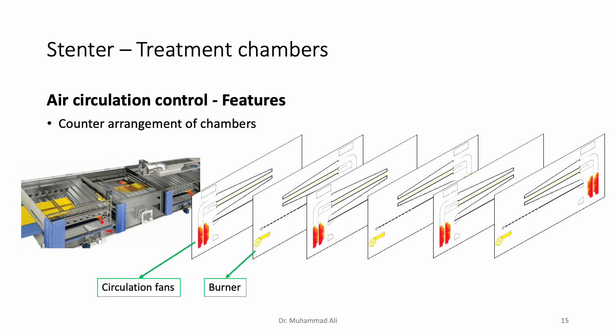This further ensures that if there is any variation in air circulation, despite all the measures that we have discussed before in the previous slides, still if there is any slightest variation in air circulation, then it is compensated for by this counter arrangement of the chambers.